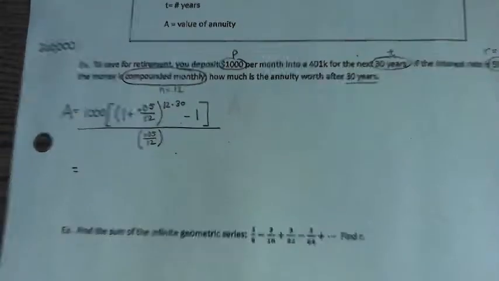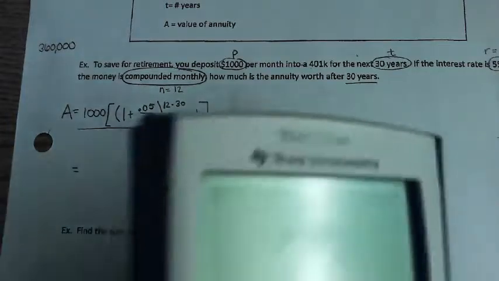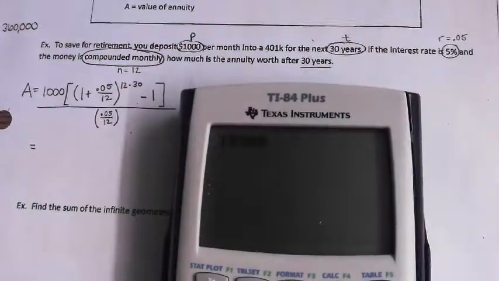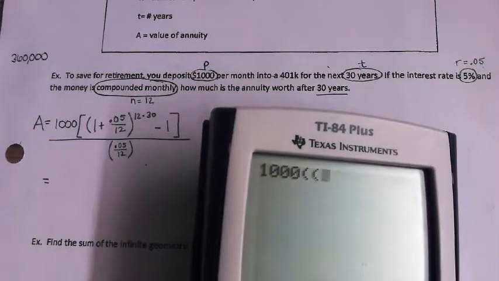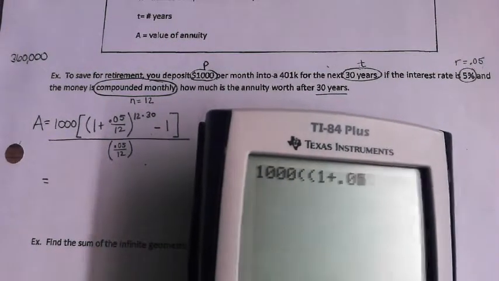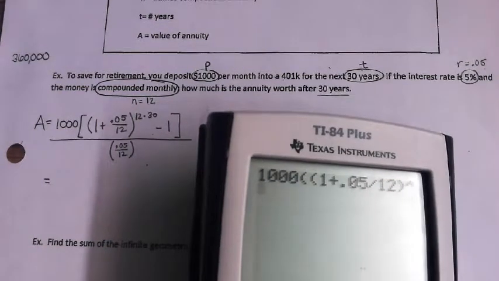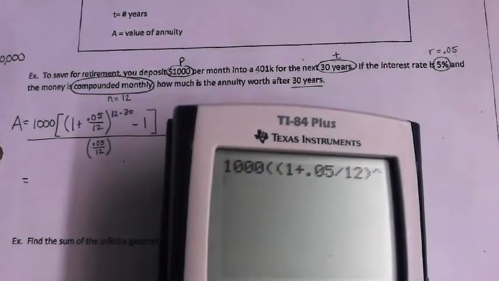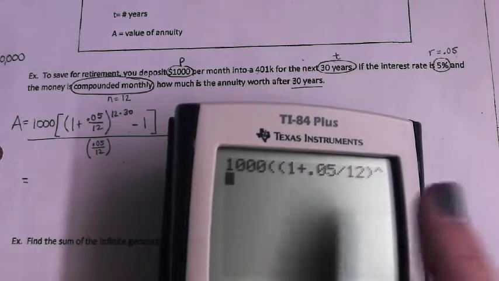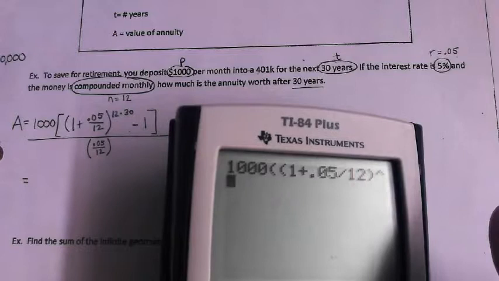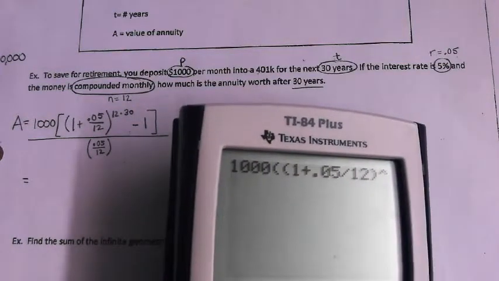As much as you can, I would try to do this all in one shot. So I would do my 1,000, open parentheses, open a second set of parentheses, 1 plus 0.05 divided by 12, close that parentheses, raise it to the, now my calculator uses the caret, so if I hit 12 times 30 right now, it's going to raise it to the 12th, and then it'll multiply the whole thing times 30, so I need to insert my own set of parentheses for 12 times 30.